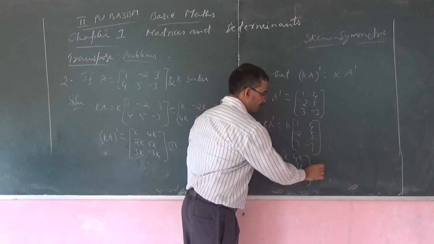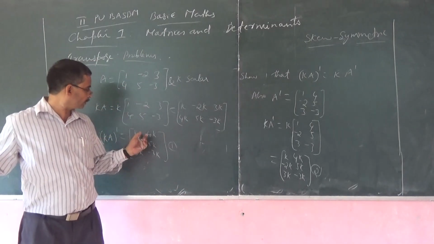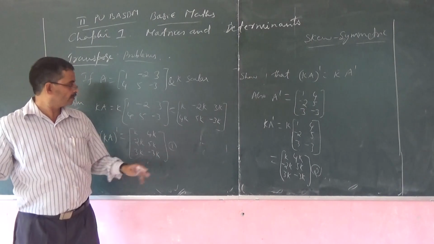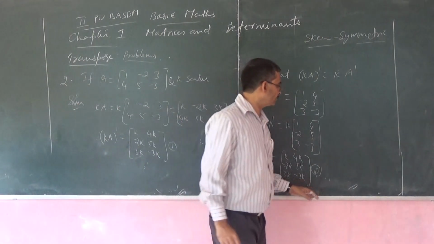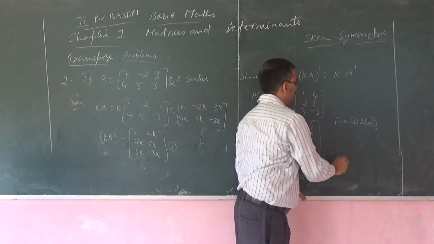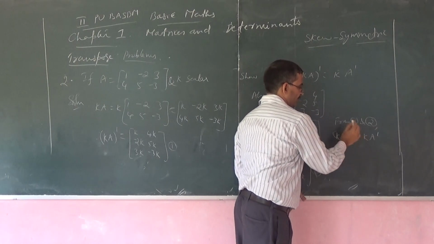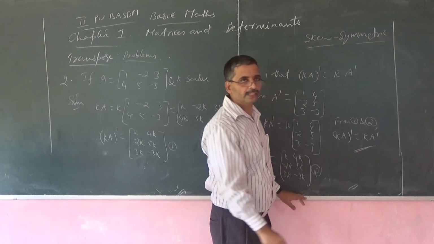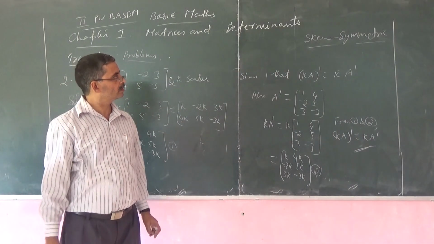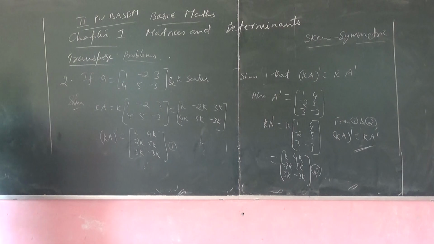Call it as 2. Compare 1 and 2. So what is 1? What is 2? Comparing 1 and 2, K and 4K same, minus 2K and 5K same, 3K and minus 3K same. So from 1 and 2 what do you get? We get (Ka) whole dash equal to K into A dash. Next problem.